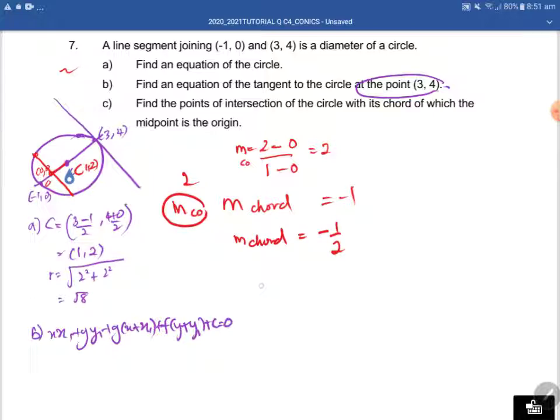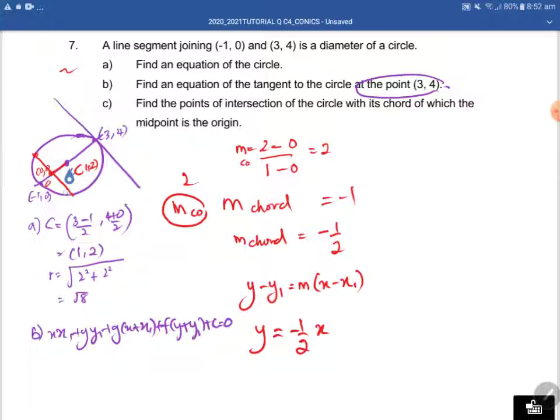We can find the equation of the chord by using the formula y minus y1 equal to m(x minus x1). For x1 and y1, we can take the origin because the origin lies on the line. So y minus 0 equal to -1/2 of (x minus 0). So the equation is y equal to -1/2 x. Now this is the equation of the chord.